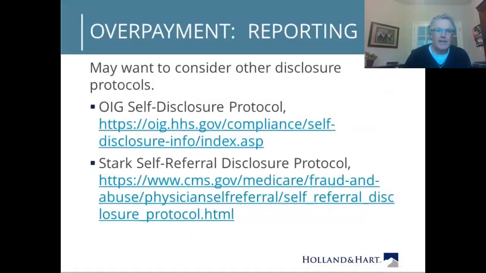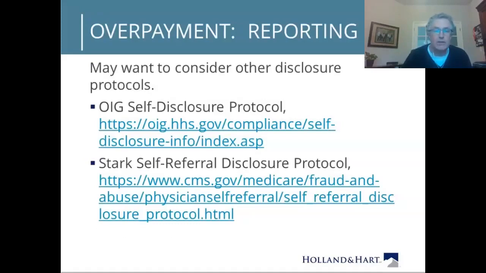If you do think it's a bad case, you may want to consider your other protocols, including for violations of the anti-kickback statute and the civil monetary penalties law. There's the OIG disclosure protocol that's available there at the website. For Stark cases, there's the separate Stark self-disclosure protocol. For the OIG, again, I think it has to be a pretty clear violation before I would ever invoke that. Just because of the potential ramifications, I would rather do a repayment through the payer.